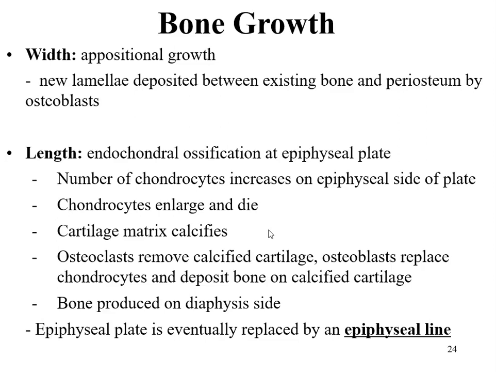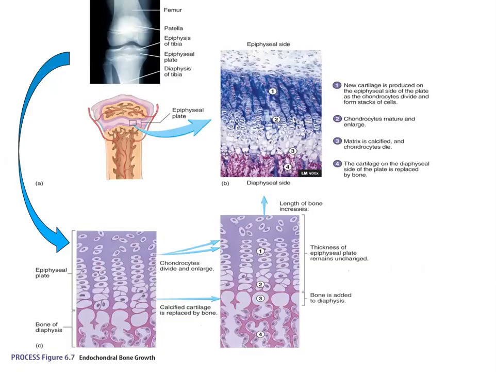Eventually, cartilage will cease to be deposited, and the plate will be entirely replaced by bone, forming a line where the plate was called the epiphyseal line. And from then on, we can't get any taller. Our long bones are not going to get any longer. We can see these steps here.